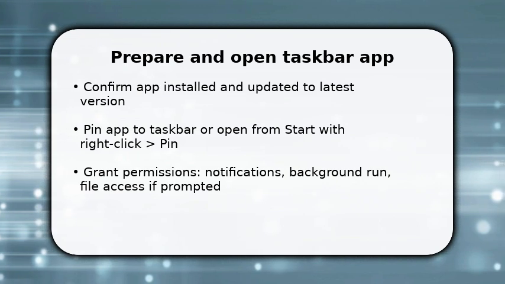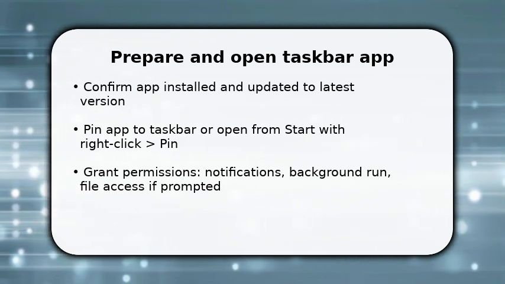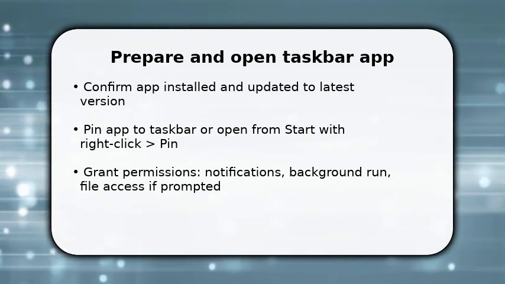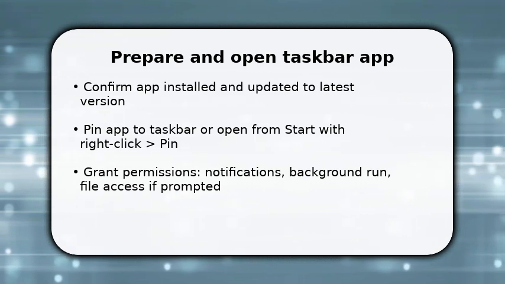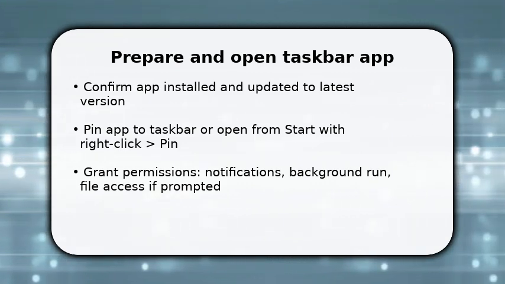Once done, set a simple workspace or profile inside the app. This seeds settings for shortcuts and quick actions. Make sure notifications are enabled so the taskbar icon shows activity.